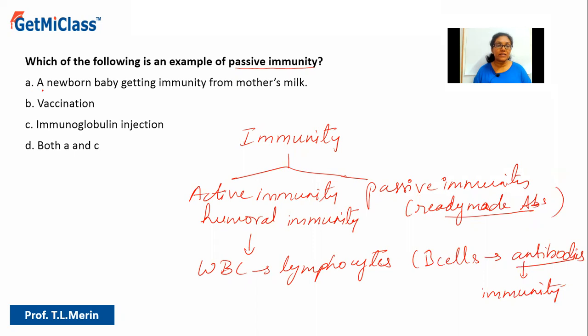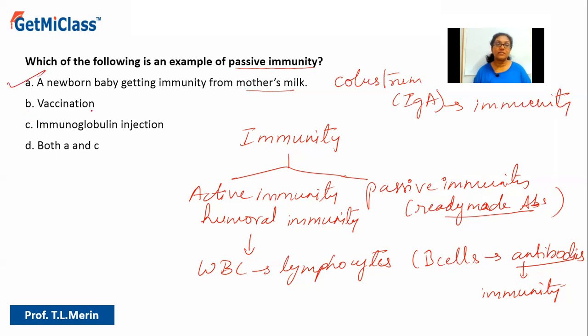Now let us see. Option A says a newborn baby getting immunity from mother's milk. Absolutely right, because after the baby is born, the mother produces a thick liquid which is called colostrum. This colostrum is very, very important because it provides antibodies, that is IgA. So this IgA will provide passive immunity to the baby. So that is why option A is the correct answer.